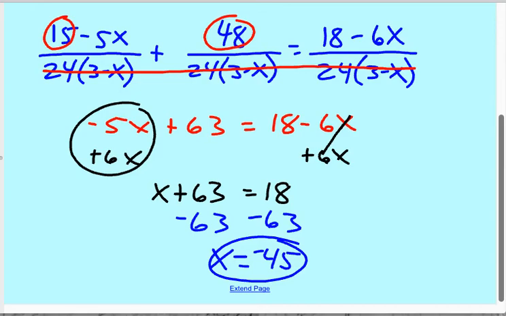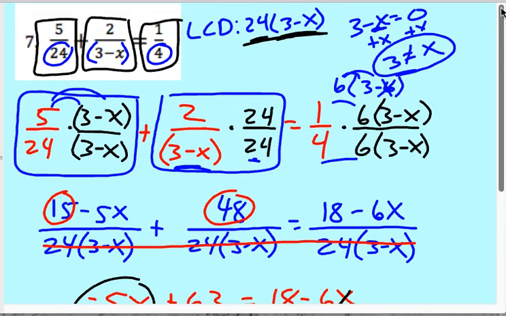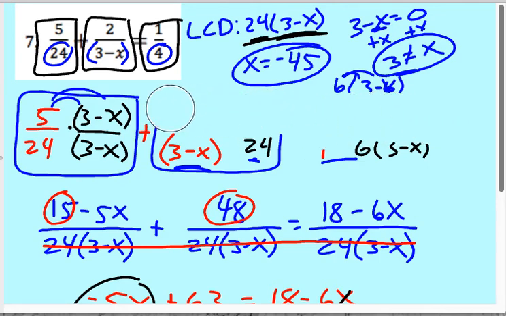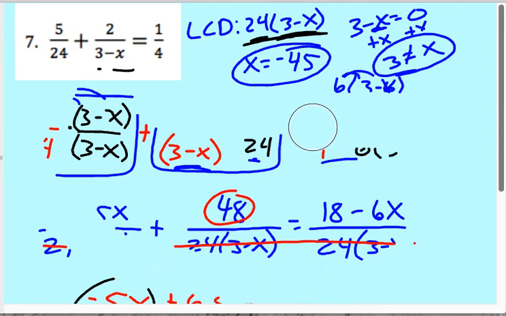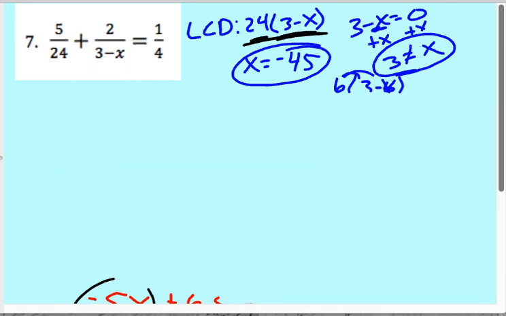And that's our answer. Our constraint up here, what x cannot equal, was 3. So we definitely can have x equals negative 45. This is what I get for an answer. You should always check your answers. I know I haven't been doing all of them. I'm trying to save you guys a little bit of time on this video. But I'm going to do this one, just in case negative 45 is not a solution.